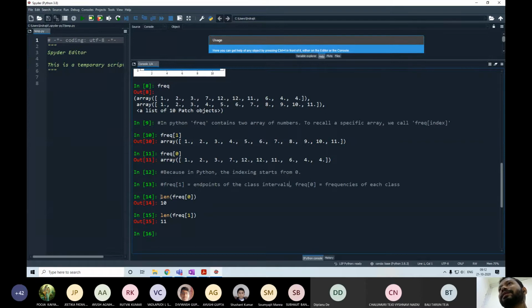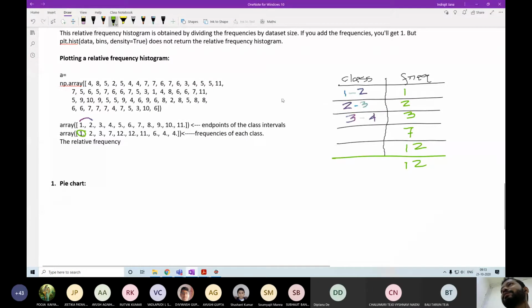Okay, so let me write this down. Frequency 1 is the endpoints of the class interfaces, of 10 class intervals. Now, if you have 10 class intervals, you need 11 endpoints. Because if I try to draw it, what are the endpoints? The endpoints are these, which is 1, 2, 3, 4, and so on.